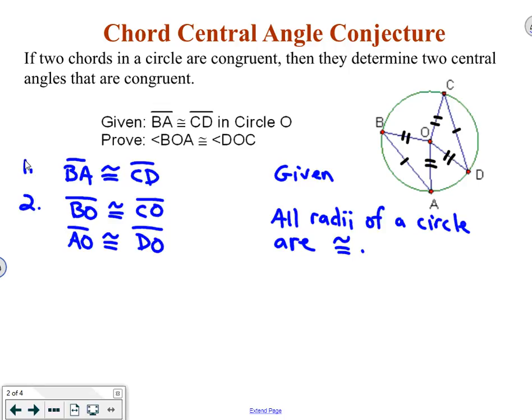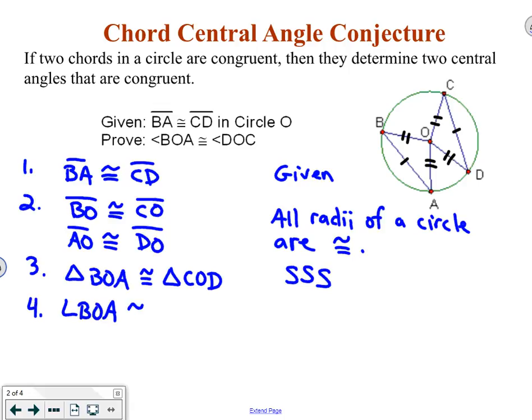But notice I didn't just make one big long statement that all four were congruent to each other. I matched them up, right? Again, so that when we state our congruent triangles, we have corresponding parts matching up. Okay, so step 3 here, we can state that triangle BOA is congruent to triangle COD by side, side, side, triangle congruency shortcut. Now we can state that angle BOA is congruent to angle DOC by CPCTC.